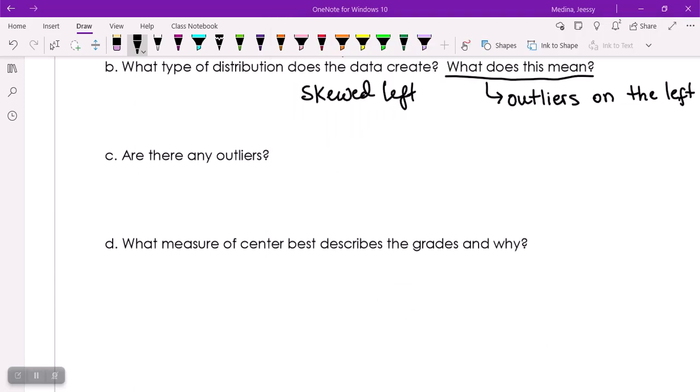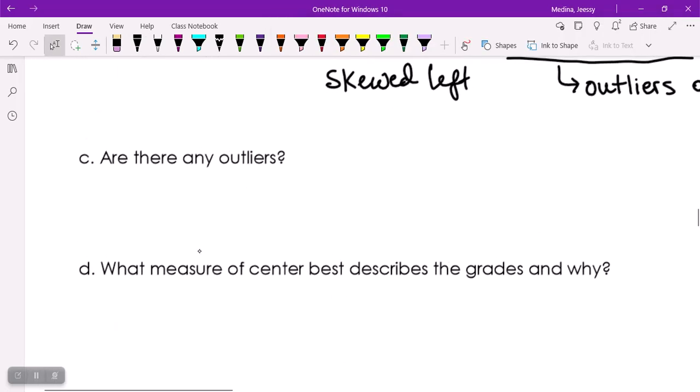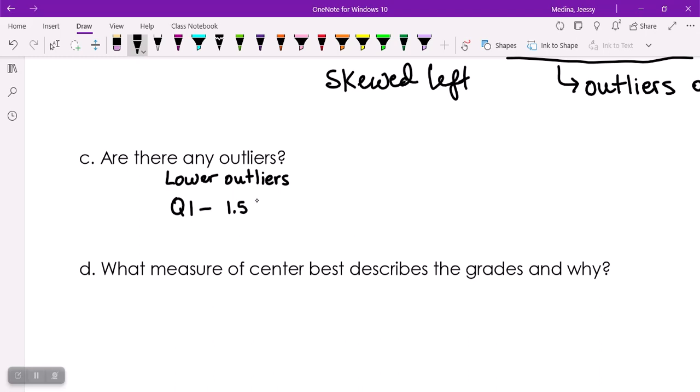All right, so now let me teach you how to calculate which ones are outliers. The lower outliers are going to be Q1 minus 1.5 times the IQR. So we have to calculate a few things. We need the IQR. We have to calculate Q3 minus Q1. First of all, what's Q3?